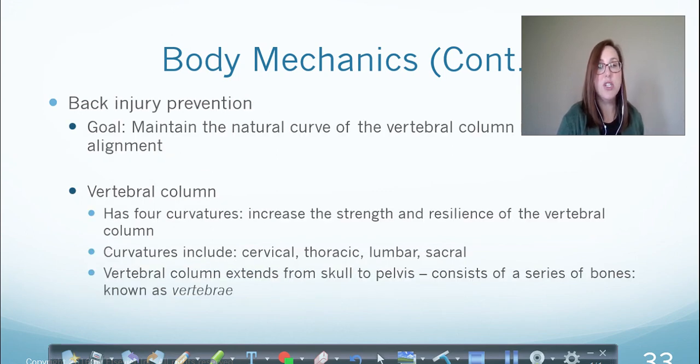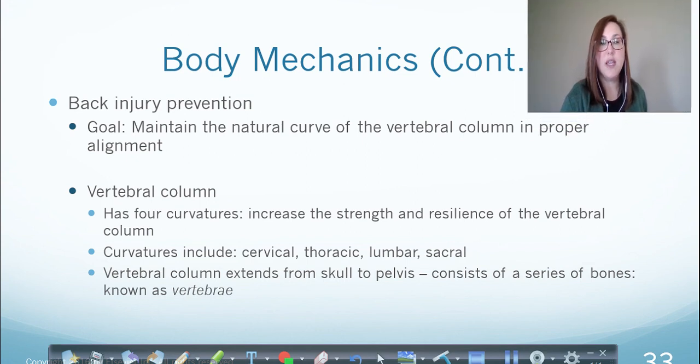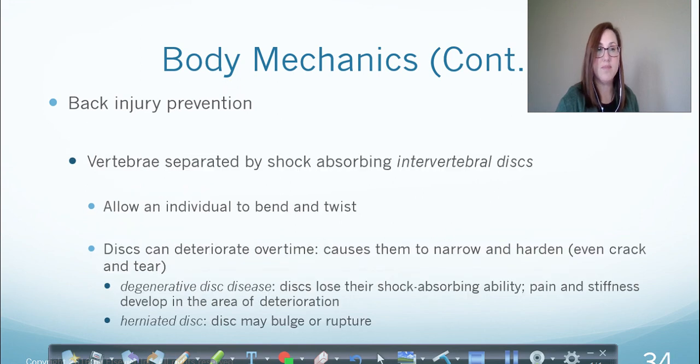Back injury prevention. The goal when you are using body mechanics is to maintain the natural curve of the vertebral column in proper alignment. So you want to keep your back aligned when using good body mechanics. Your vertebral column, if you remember, has 4 curvatures: the cervical, thoracic, lumbar, and sacral. It extends from your skull to your pelvis and consists of your vertebrae.